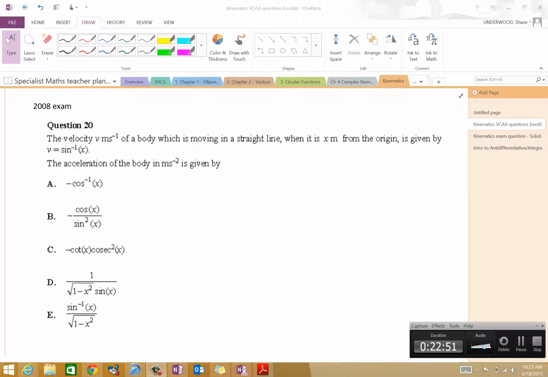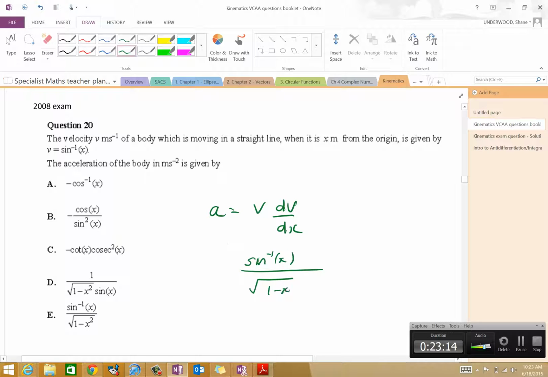Let's see what the time is, 22:50. I'm going to say a is equal to v dv/dx. That was time up, your minute and a half, by the way. Oh, I'm running out of time here. Okay, a is v dv/dx, which is inverse sine of x, and isn't that over the square root of 1 minus x squared? Yeah. All right, just done it in about 30 seconds.